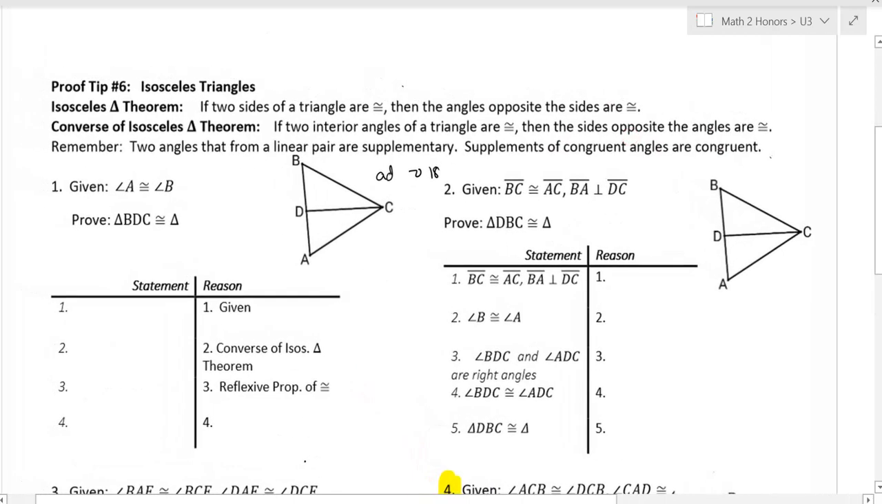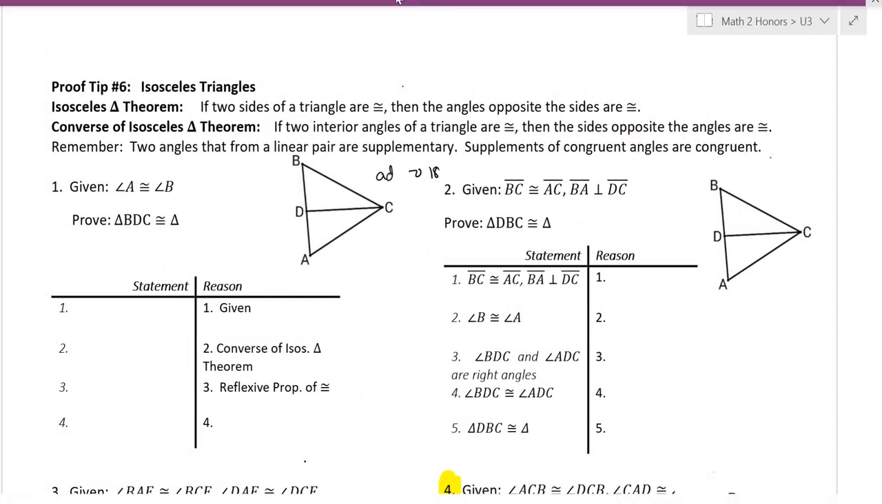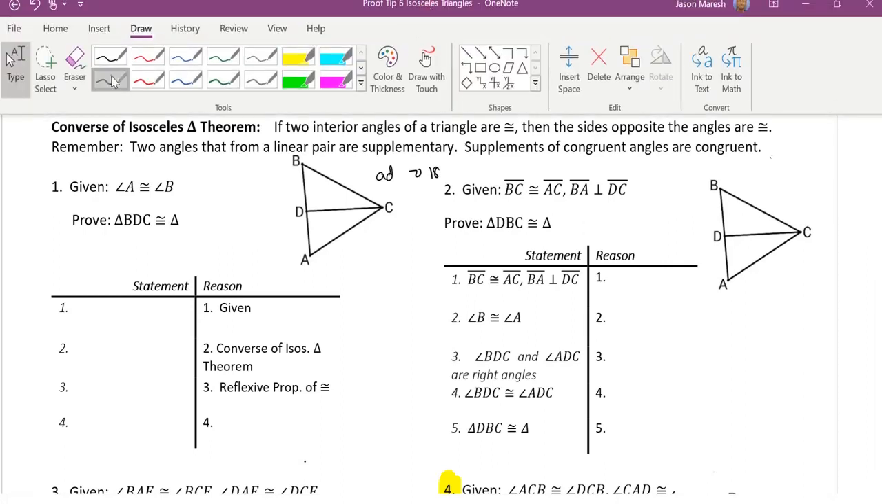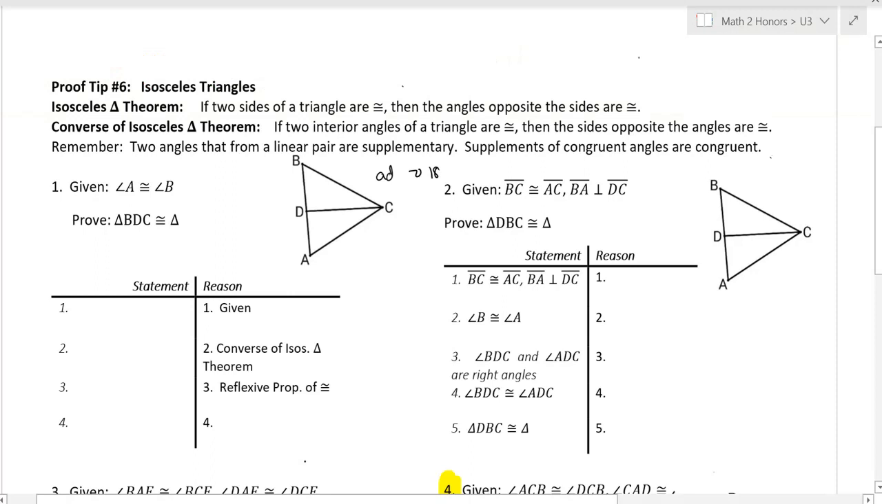We're going to go over proof tip 6 with you guys, and the topic is isosceles triangles. There are two key theorems here. There's the isosceles triangle theorem, which says if two sides of a triangle are congruent, then the angles opposite the sides are congruent. So if I have just one triangle, it has these two sides congruent.